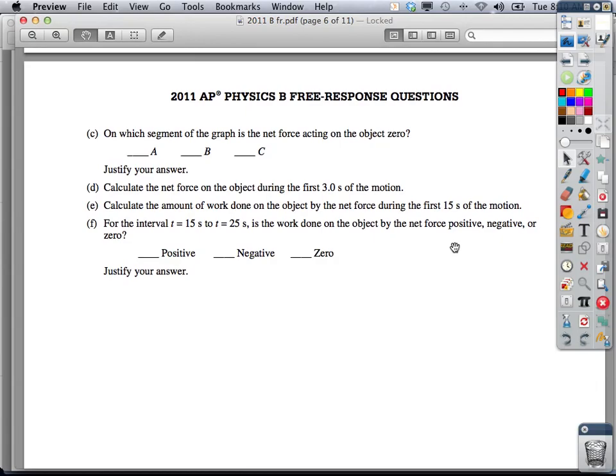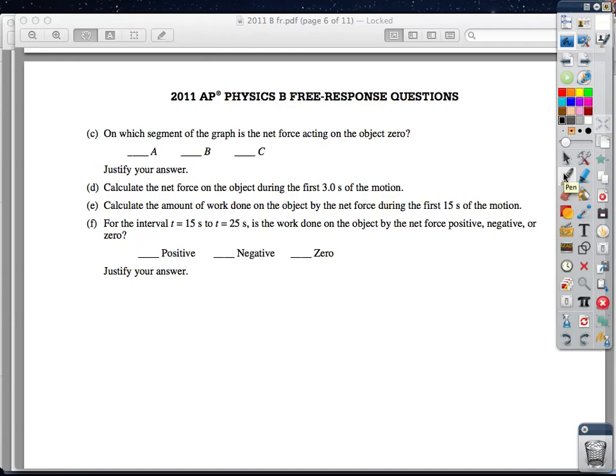On which segment of the graph is net force acting on the object 0? The net force should be 0 here because there's no acceleration, right? For 0 to 5 and for 15 to 25, I think there's accelerations on both of those.